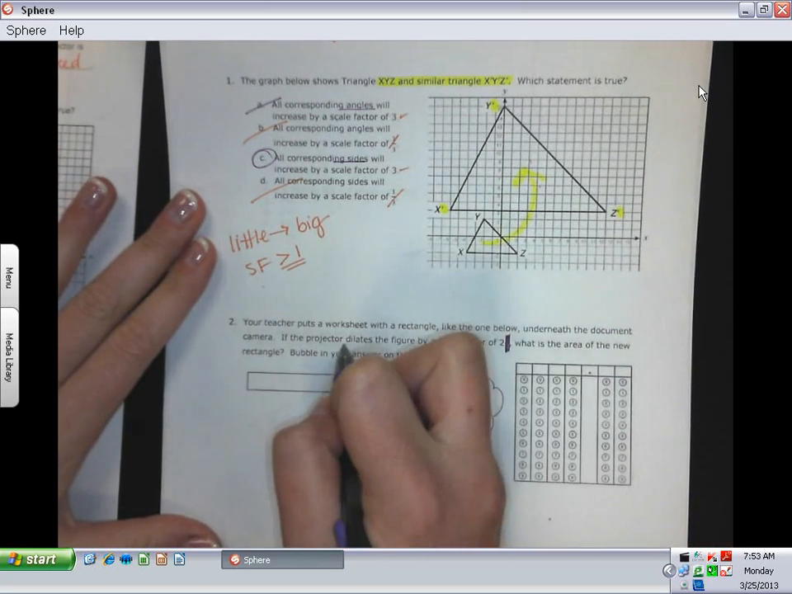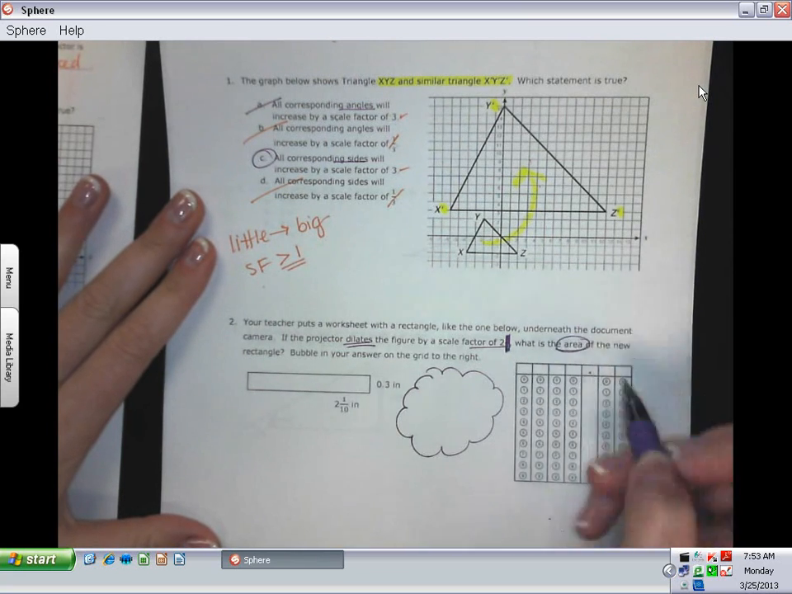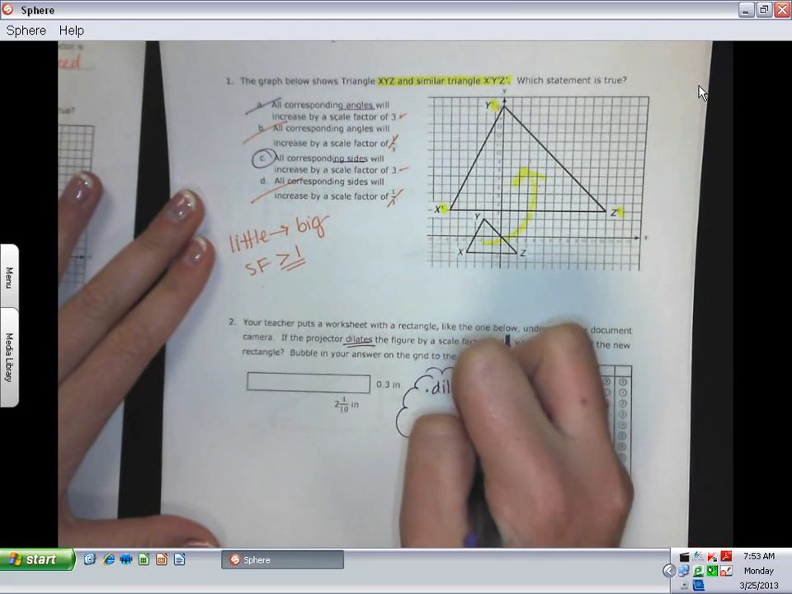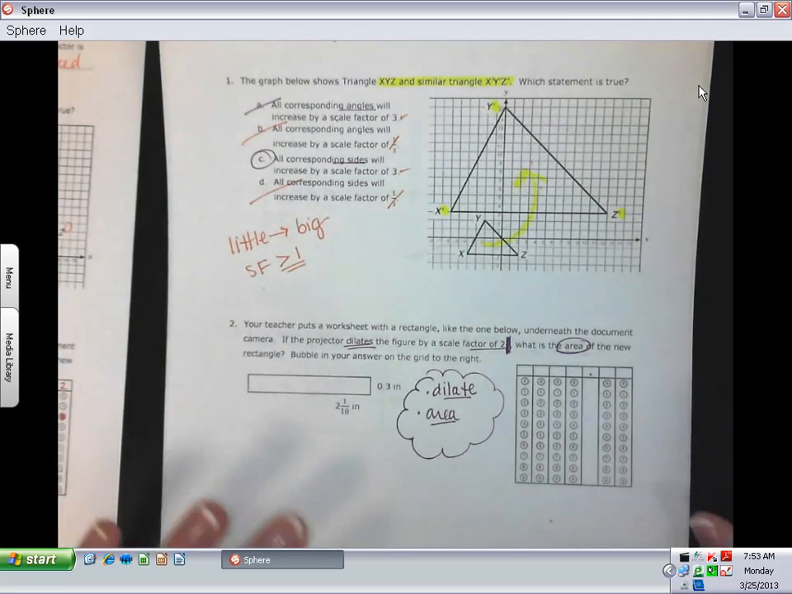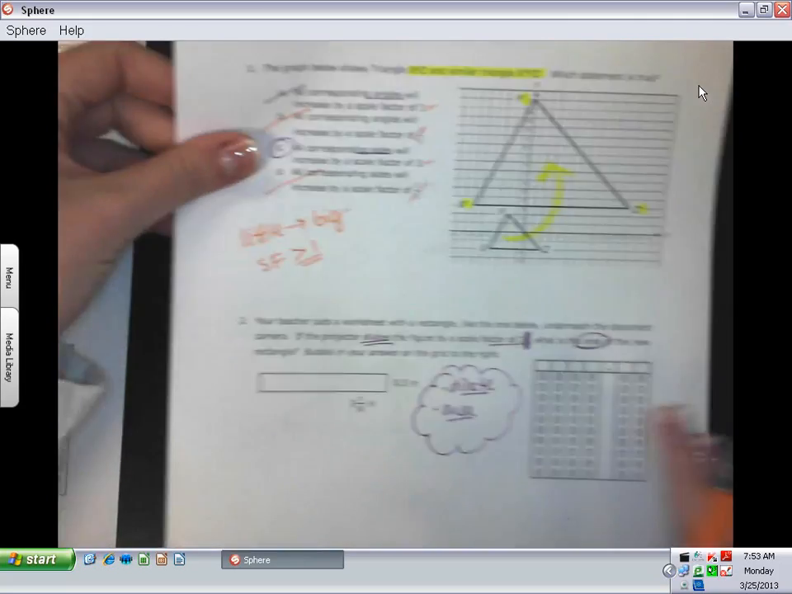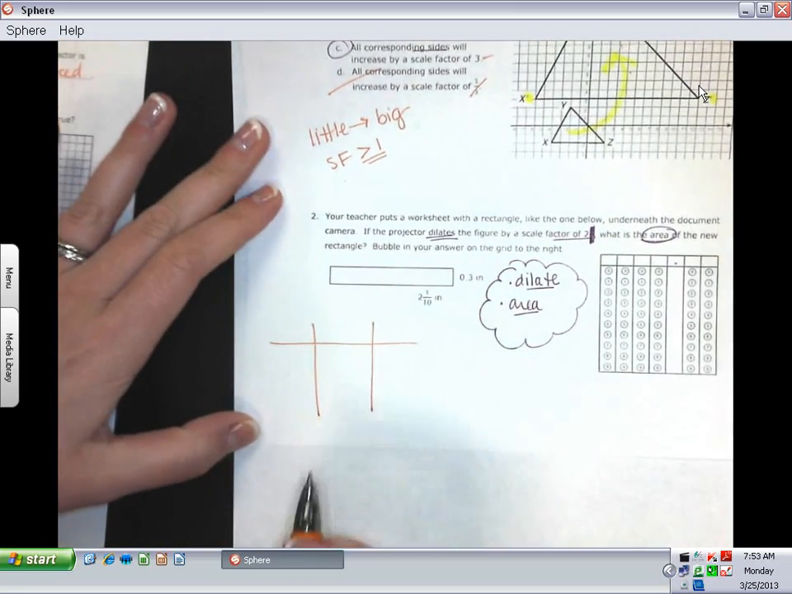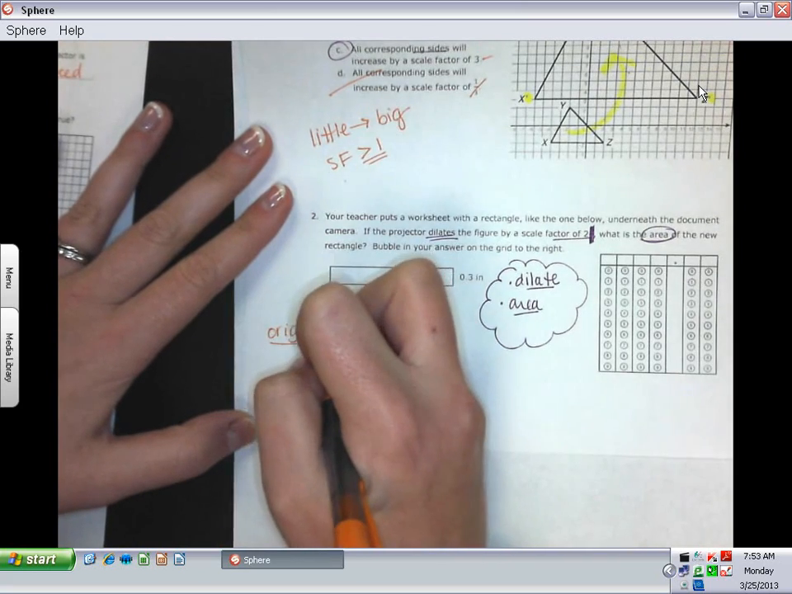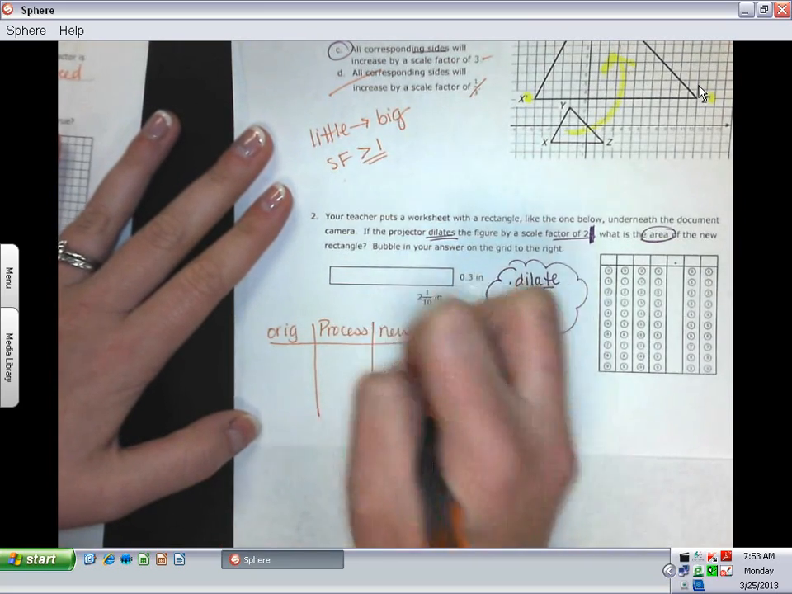I'm dilating the figure by a scale factor of 2, and then they want to know the area. So first I need to dilate, and then I need to find the area. So I can't forget to do both steps. So I'm going to do this problem using a table. So if you will draw yourself a 3-column table, and in the first column we write original, in the second column is always our process, and the third column you'll write new.